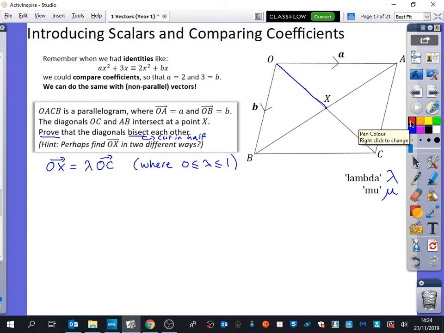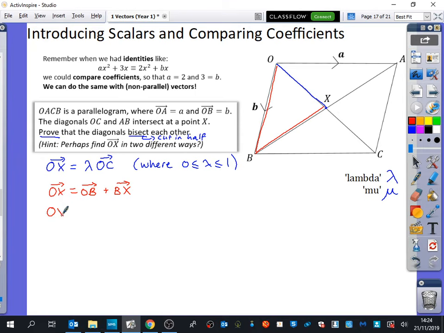Can somebody describe a different journey that I could take to get to X? What letters could I use that could take me from O to X, but without going along that blue line? I could go from O to B and then... Yeah, I could actually just go from O to B, and then I could go from B to X.